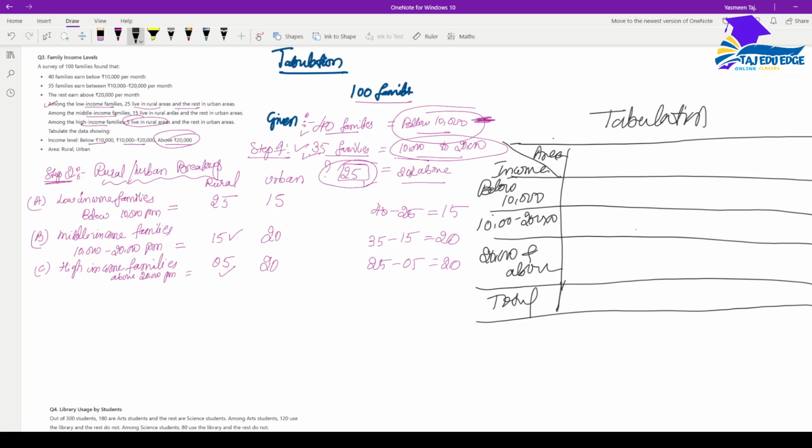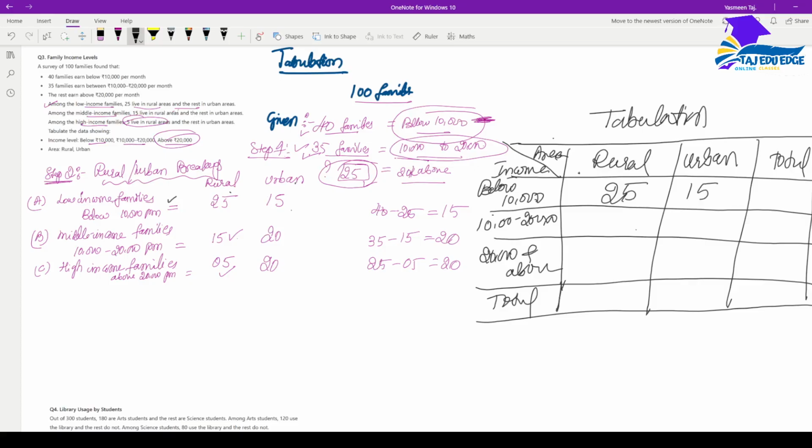Income we have taken as rows. Now for columns we will take rural, urban and total. Rural, urban and total. So here rural below 10,000, how many are there? Here you see lower income families in rural, 25 families are living, 25. In urban, lower income 15 are living, 15.